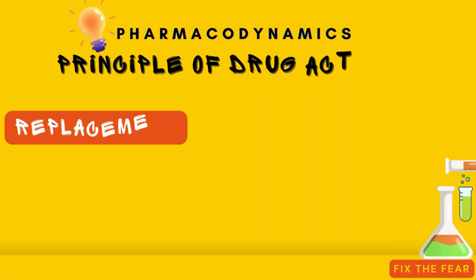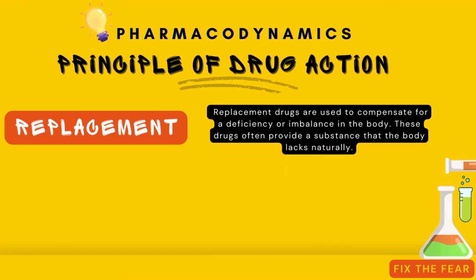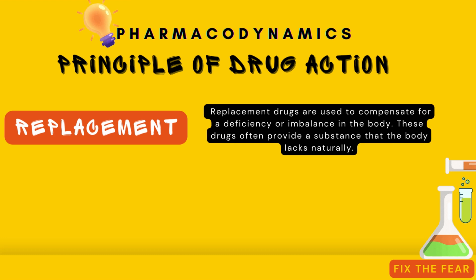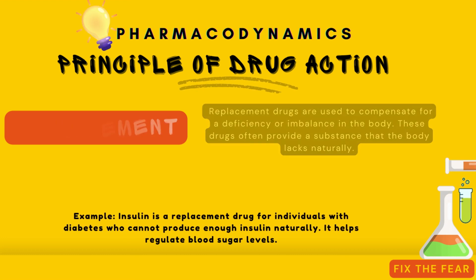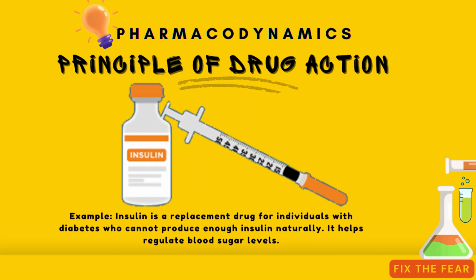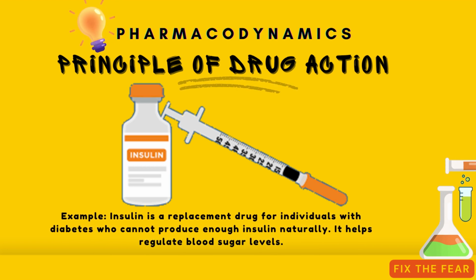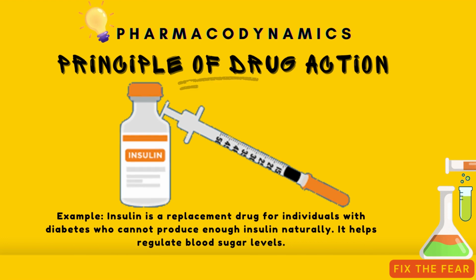Now moving towards replacement. Replacement drugs are used to compensate for a deficiency or imbalance in the body. These drugs often provide a substance that the body lacks naturally. Example: insulin is a replacement drug for individuals with diabetes who cannot produce enough insulin naturally. It helps regulate blood sugar levels.